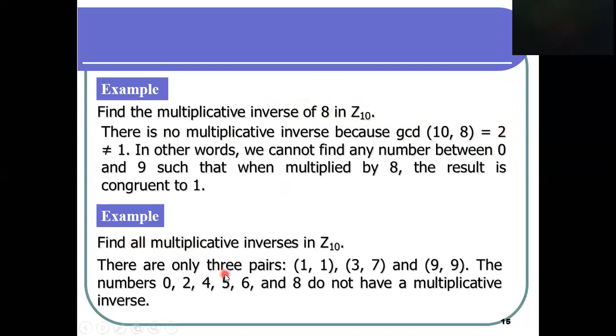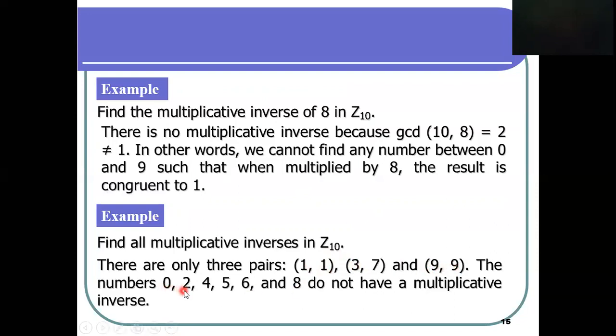So in that, find all the multiplicative inverses in Z10. The GCD of 1 with 10 is 1, so it has a multiplicative inverse. The GCD of 3 with 10 is 1, so it also has a multiplicative inverse. If you multiply 3 with 7, you will get 21, and divide 21 by 10, you will get remainder 1. So the inverse of 3 is 7. Similarly, the inverse of 9 is 9.